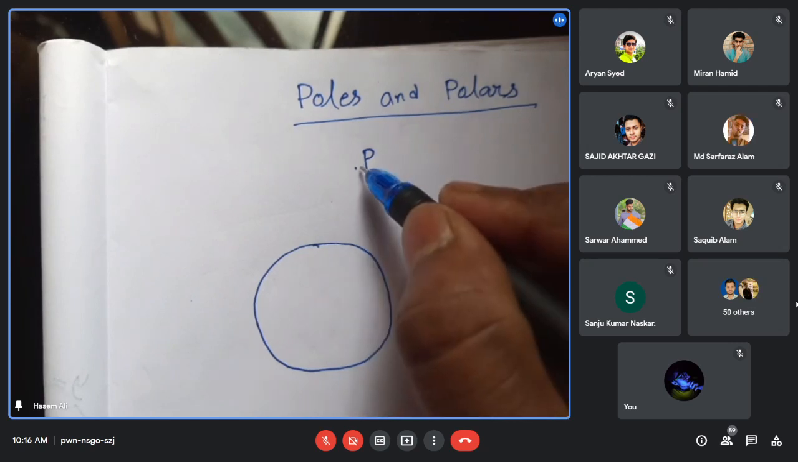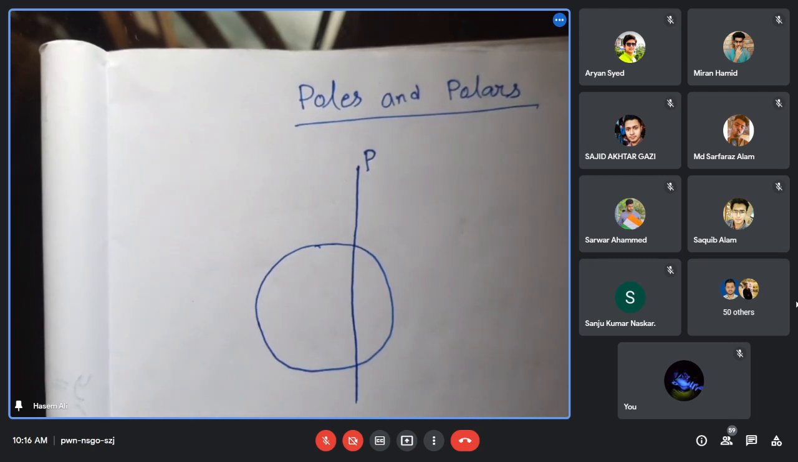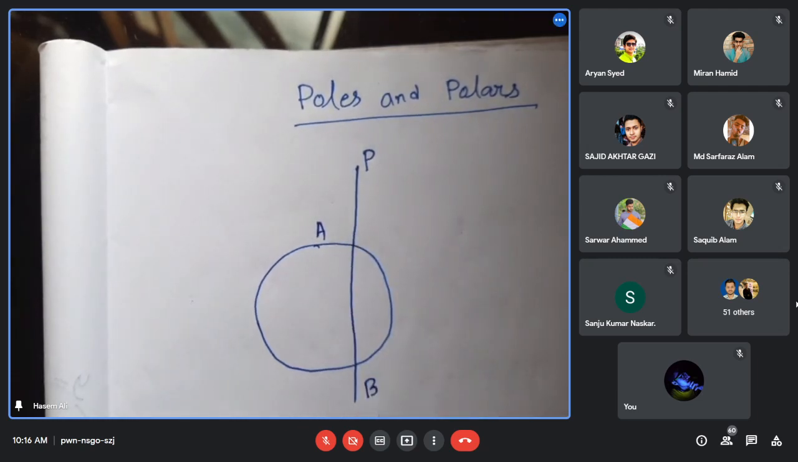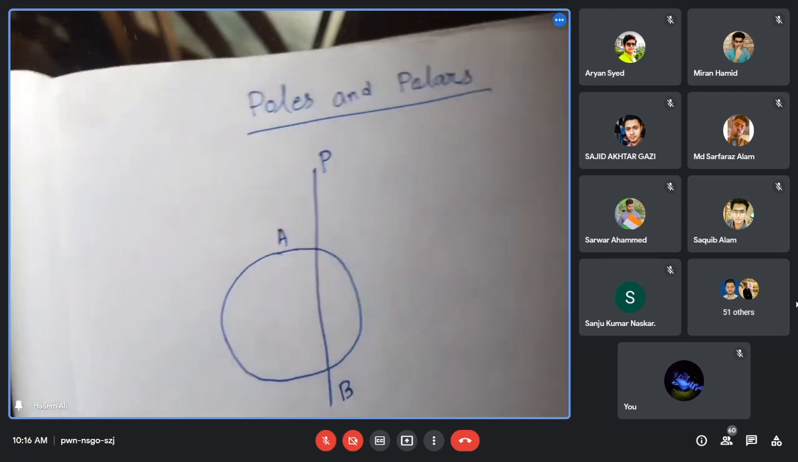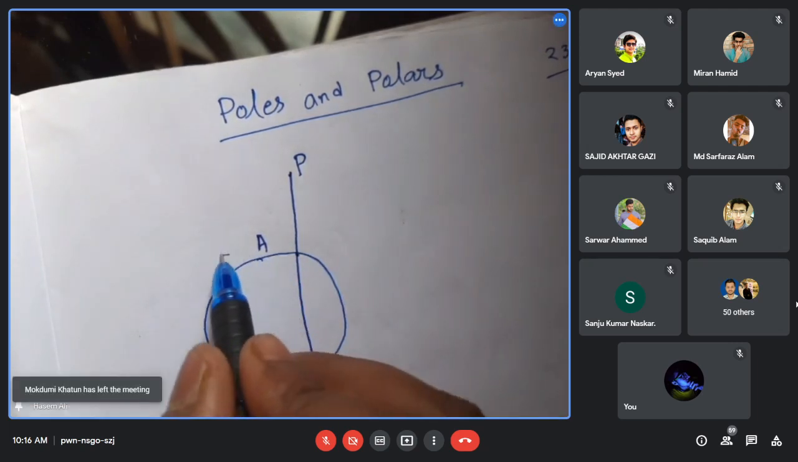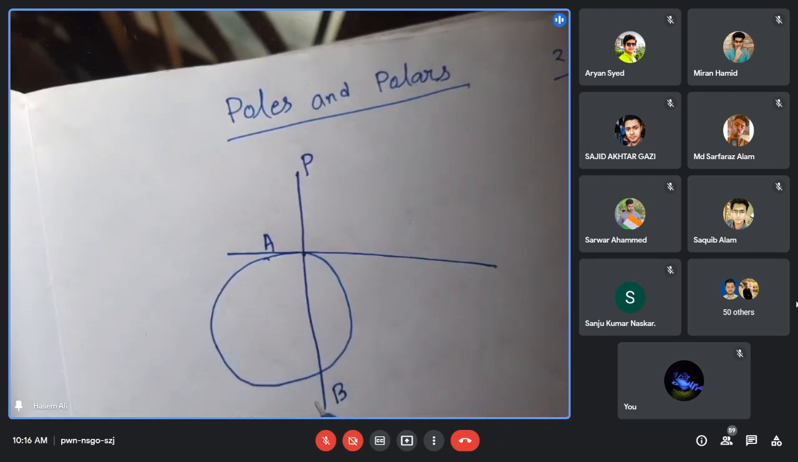Now we draw a chord through the point P. Let the points of contact be A and B. The point A lies on this circle. Now we draw a tangent at the point A and draw another tangent at the point B. These two tangents meet at a point. Let the point be T.